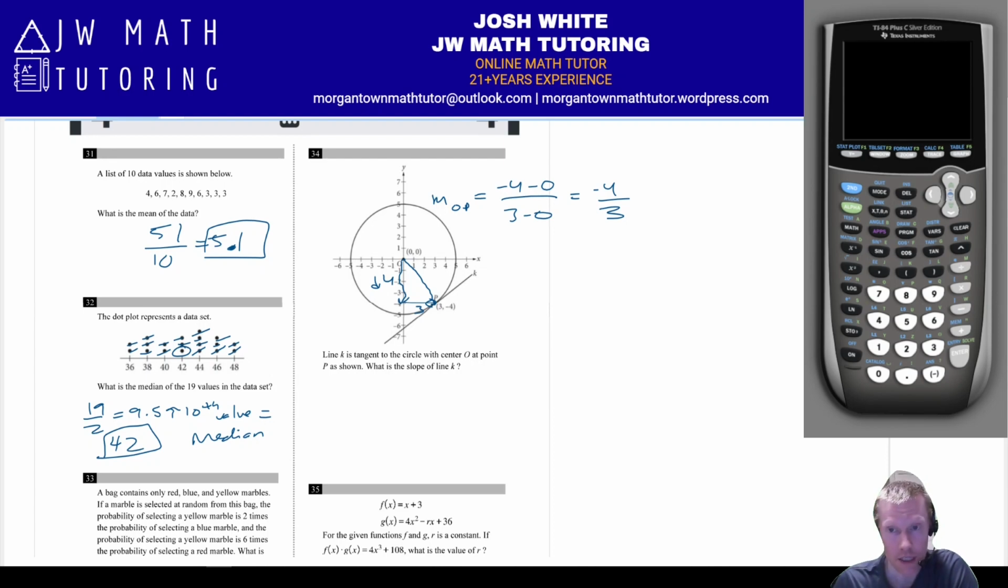Now, the slope of K, which is perpendicular to OP, will be the opposite reciprocal of that value. So again, the second thing you have to know is when 2 lines are perpendicular to each other, their slopes are opposite reciprocals. So the opposite reciprocal of -4/3 is going to be +3/4. We flip the fraction and we change its sign, in this case from negative to positive. So correct answer, you could either grid it in as 3/4, or you could also put it in its decimal form of 0.75. Either one would be acceptable.